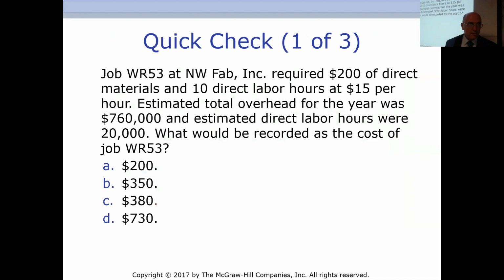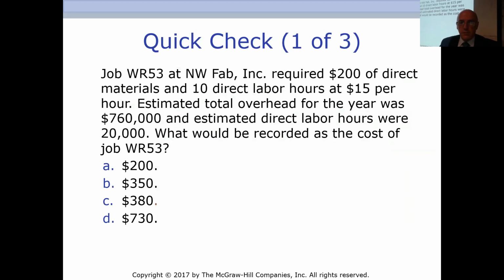Here's a quick check. Job WR53 at NW Fab Inc. required $200 of direct materials and 10 direct labor hours at $15 per hour. Don't you have the urge to multiply that 10 by 15? Or is that just me? 10 times 15, 150. Don't you get the urge to do that and then add it to the 200? So that's 350. Oh, that's answer B, right?